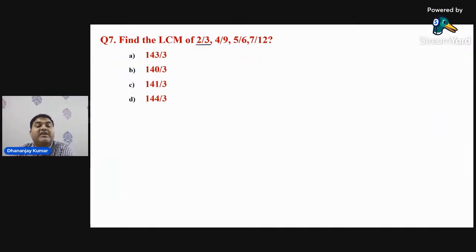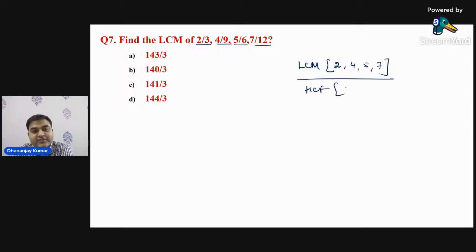See, the question is like, find the LCM of 2, 4, 5, 7 and the HCF of 3, 9, 6, 12. Okay. We will not find the LCM, HCF and all. What we will do, we will go to the options. What are the options? Divided by 3 is already there, right? Divided by 3 is already common. Okay, so the HCF part has to be divided by 3, no problem. So all are okay. Now, let's find out what should be the LCM of these numbers.